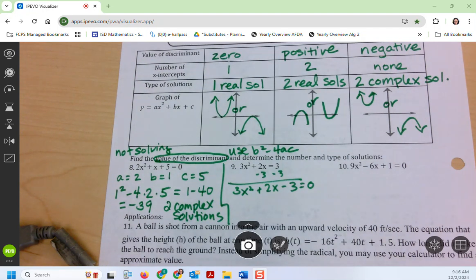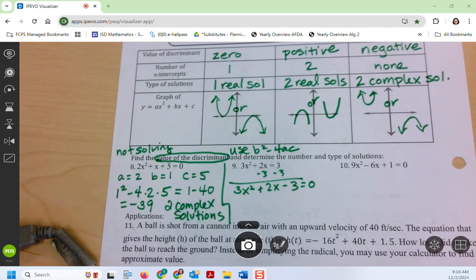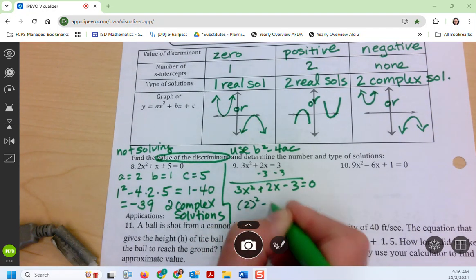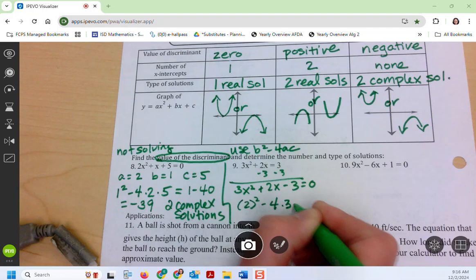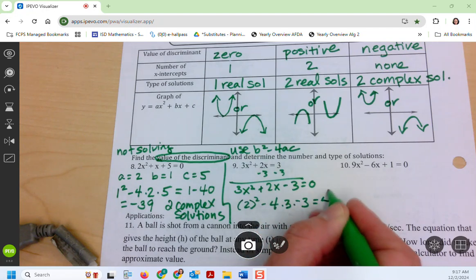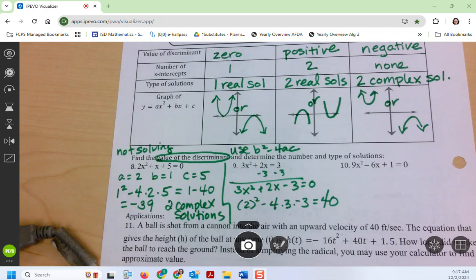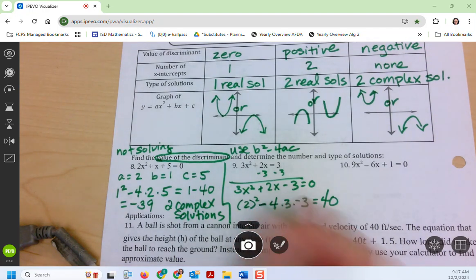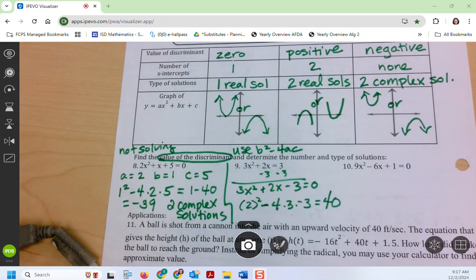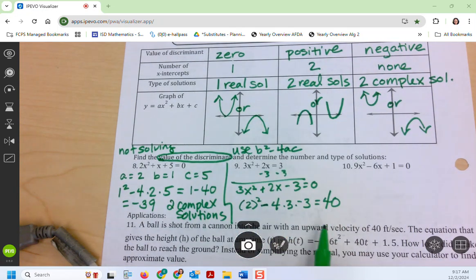All right, if you finished 9, you should have moved on to 10. For this one, I'm going to do b squared minus 4 times a times c. And I got 40. So remember, this should be a minus sign. That should be a negative sign. It basically gives you 4 plus 36, which is 40. And so because it's positive, I have 2 real solutions.